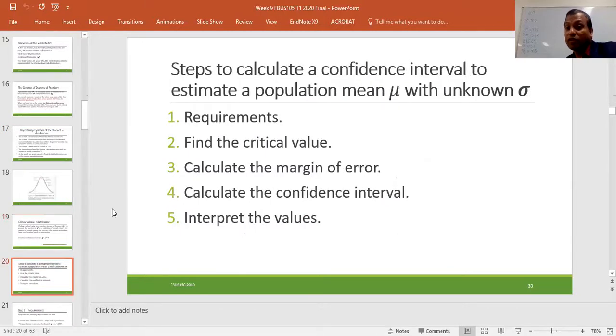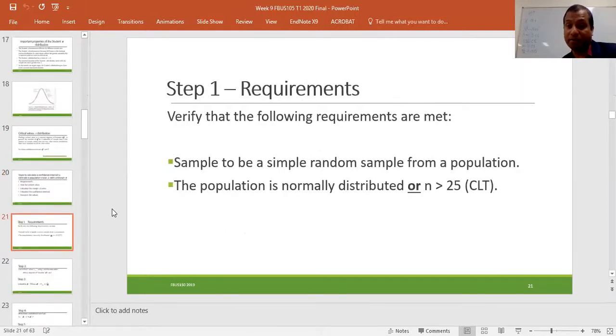Okay. So calculate the confidence interval using the 5 steps. So requirement 1, the critical value, margin of error, confidence interval. All 5 steps are the same as the way we did in the proportion, right? Same, all the 5 steps. So the first stage, go through in this sum. What is the first stage?